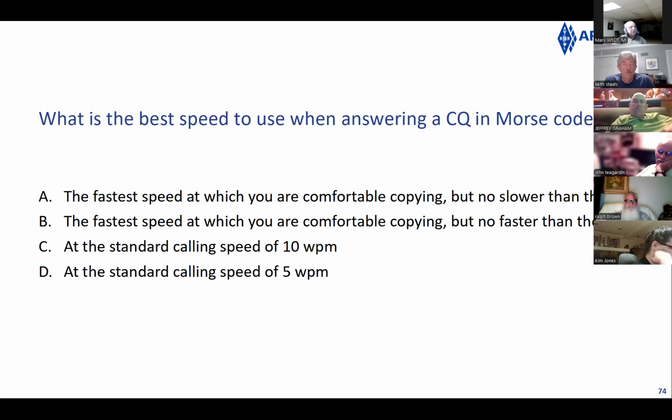What is the best speed to use when answering a CQ in Morse code? A, the fastest speed at which you are comfortable copying, but no slower than the CQ. B, the fastest speed at which you are comfortable copying, but no faster than the CQ. C, at the standard calling speed of 10 words per minute. D, at the standard calling speed of 5 words per minute. B, Bravo. The fastest speed at which you are comfortable copying, but no faster than the CQ. Yes.